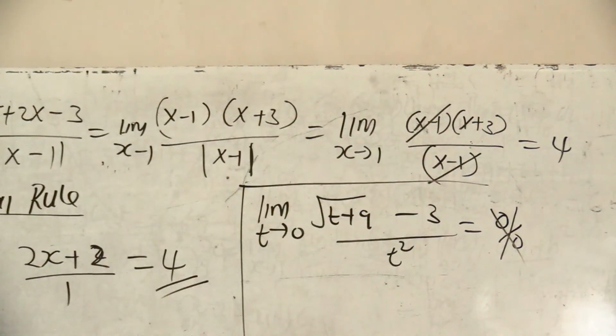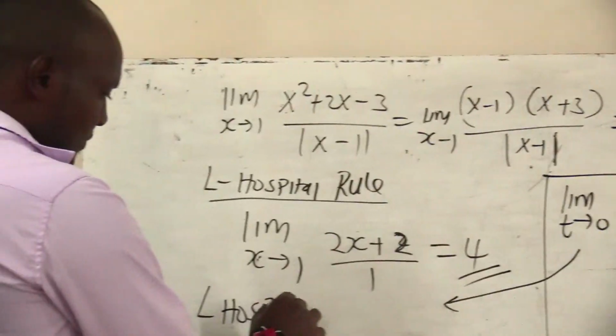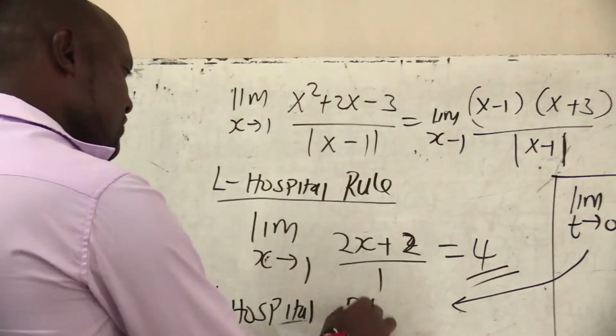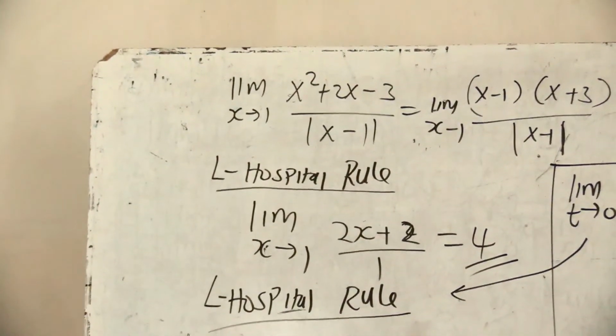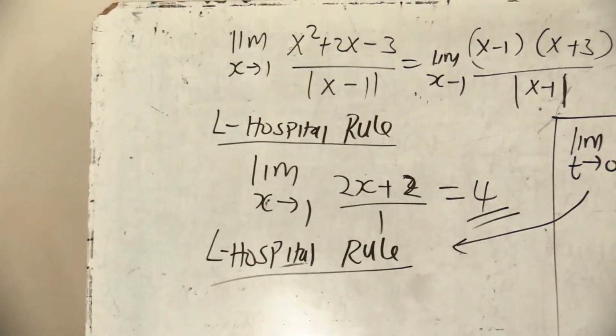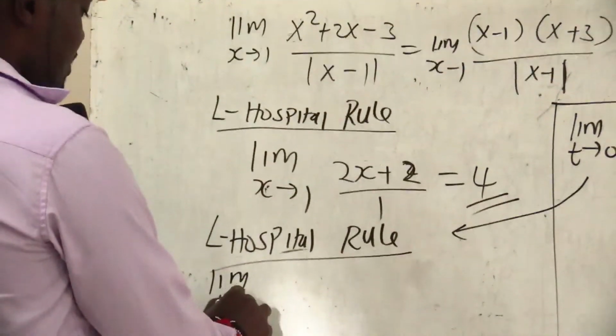So what we need to do with this one, maybe I'll solve it here using L'Hôpital's rule, so that you see, if you find the equation is a bit complicated, you can solve it. So when we talk of L'Hôpital, it will be limit as t approaches 0.